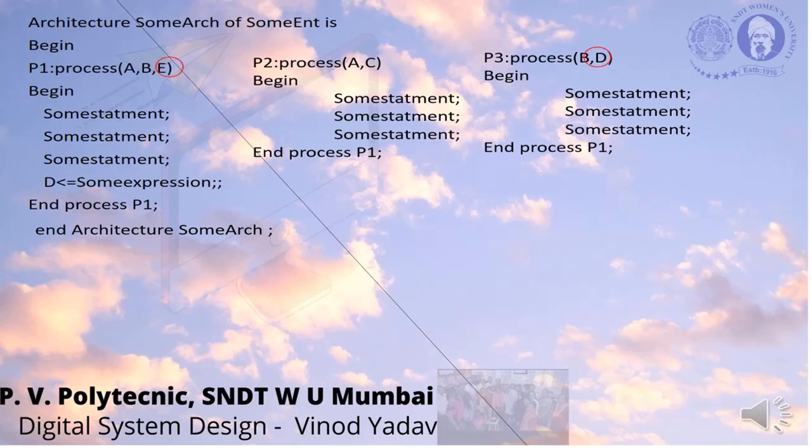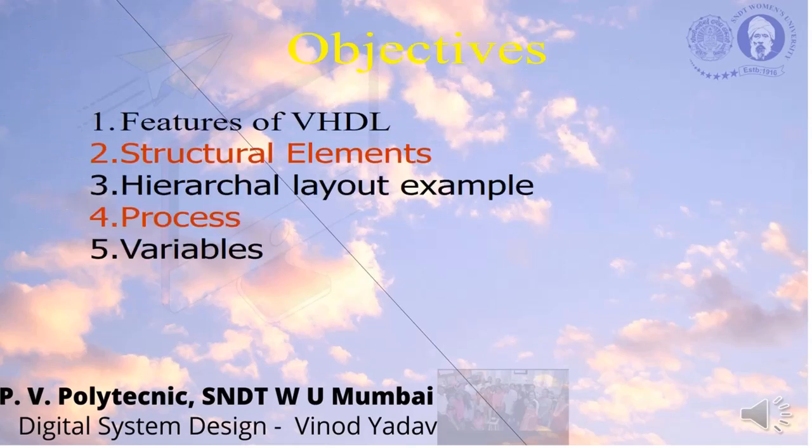So we have just seen the features of VHDL. We have seen the structural elements and the hierarchy layout, with the example of a full adder. If we go by hierarchy, an XOR and an AND gate make a half adder, then an OR gate and two half adders make a full adder. Like this, a hierarchy. Then we saw process instructions, how they function, and then we saw variables.